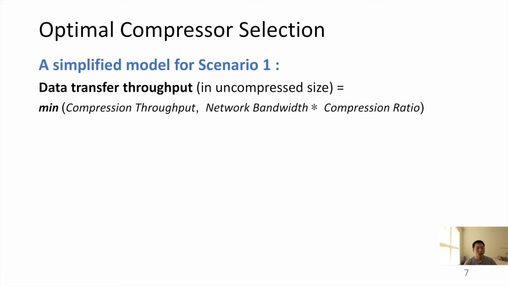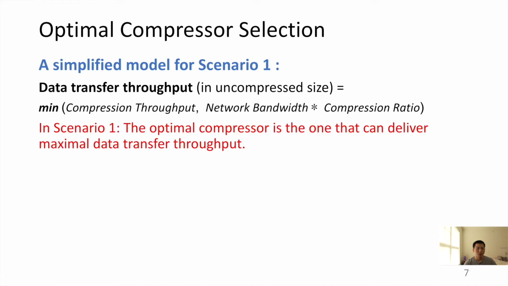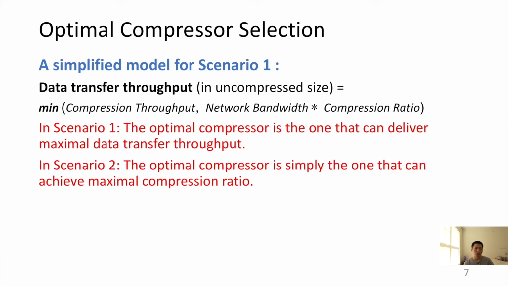For optimal compressor selection, we can simplify the data transfer throughput as the minimum of real-time CPU compression throughput and the product of available network bandwidth and compression ratio. In scenario 1, the optimal compressor is the one that can deliver maximum data transfer throughput in terms of uncompressed size. In scenario 2, the optimal compressor is simply the one that can achieve maximum compression ratio.